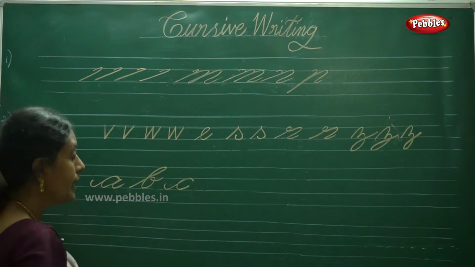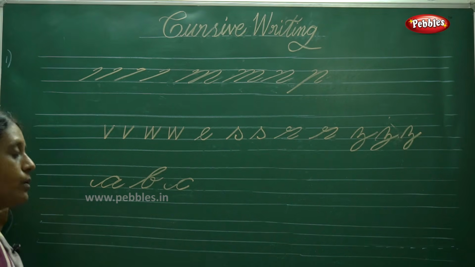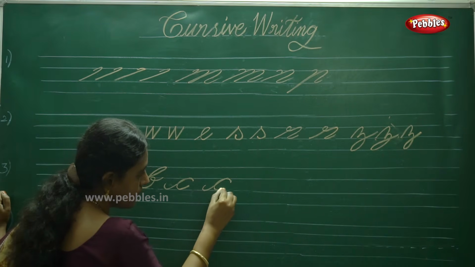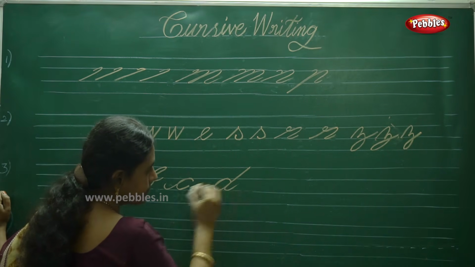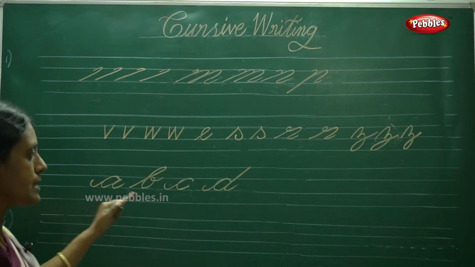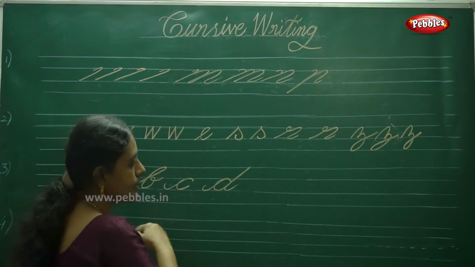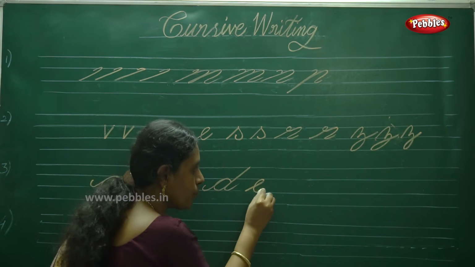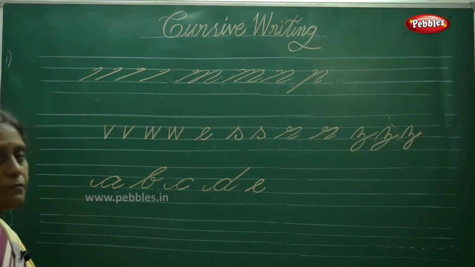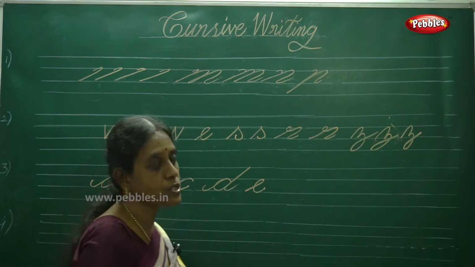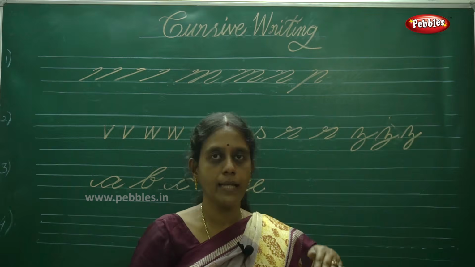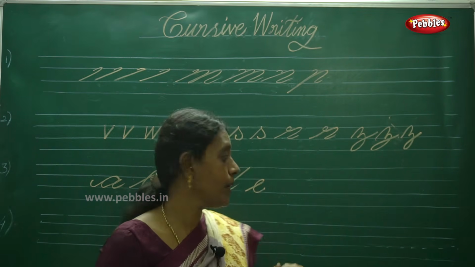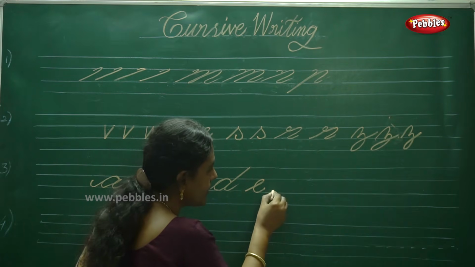Okay, then D. A, C, D. Okay children, A, B, C, D and the next one is E. It does not need a stroke but touches only the top line and bottom line. F, you know that's a special letter. It touches all four lines: ascender line, top line, bottom line and descender line. Okay, then now we write F.